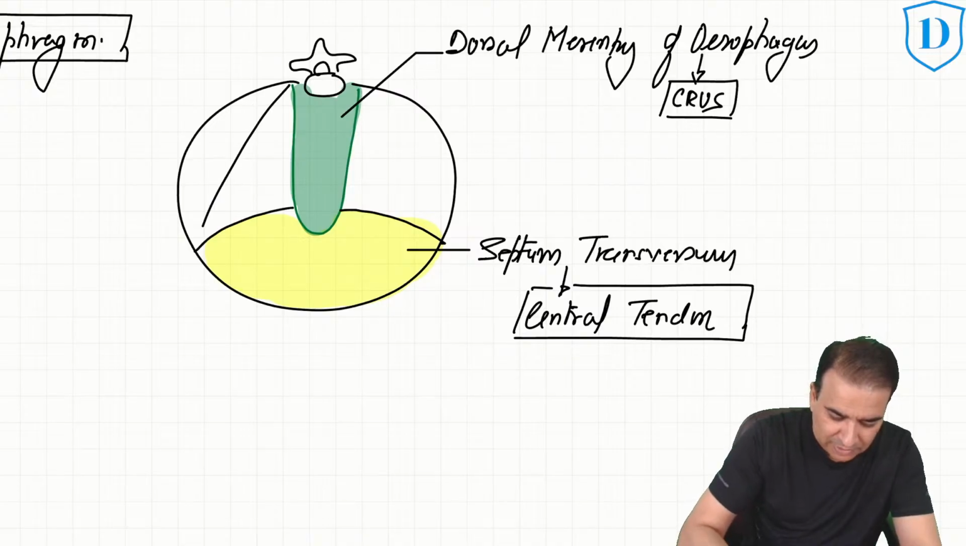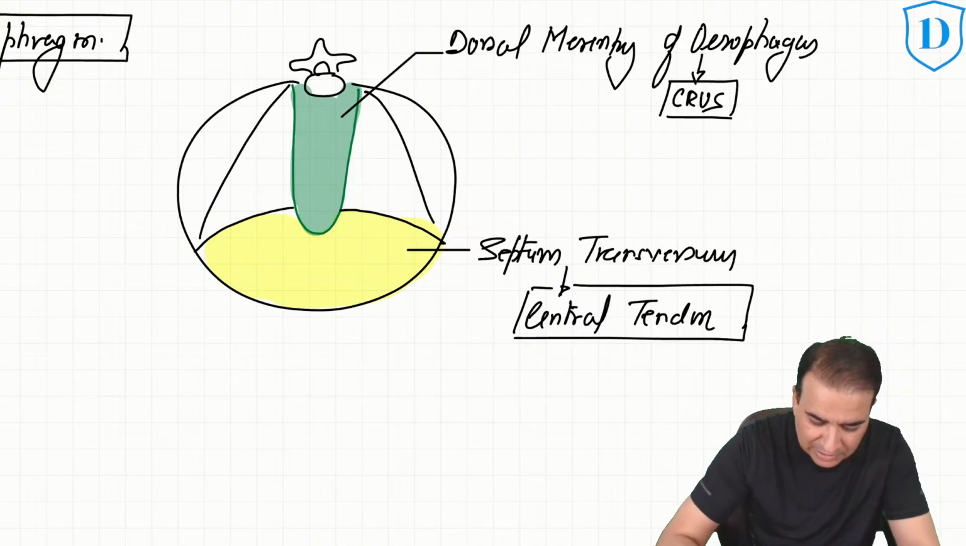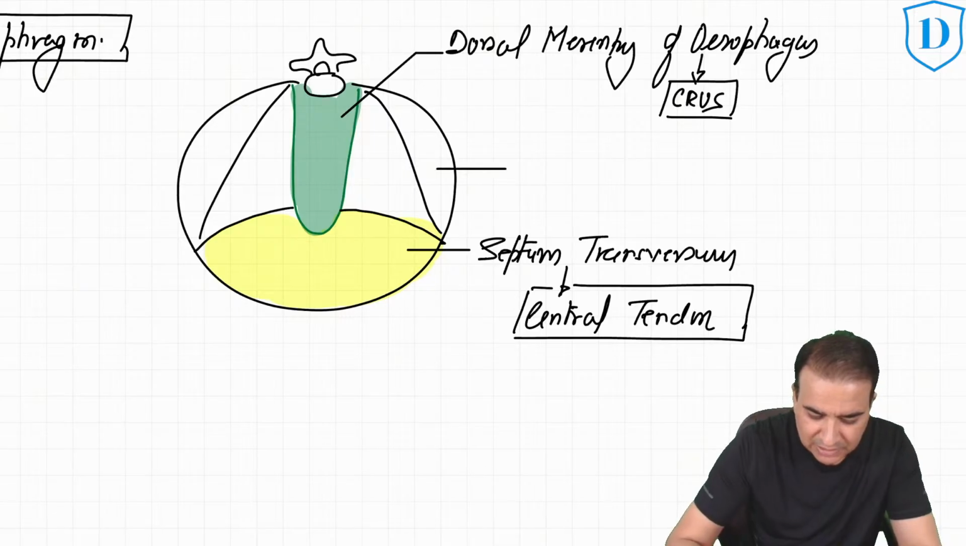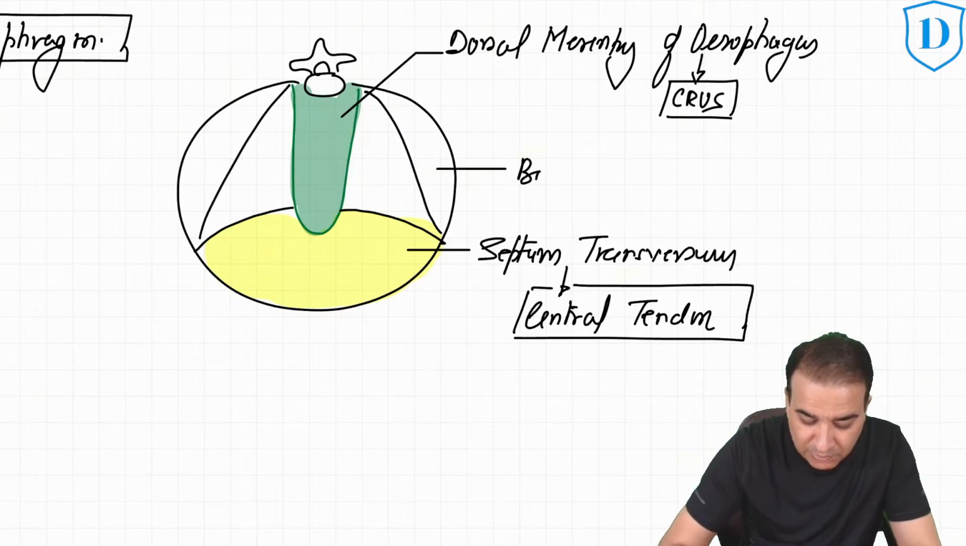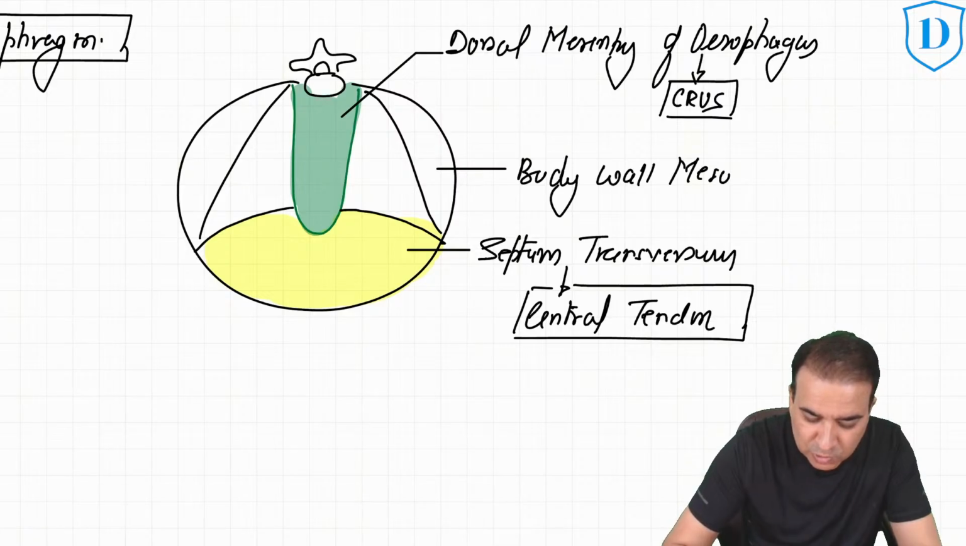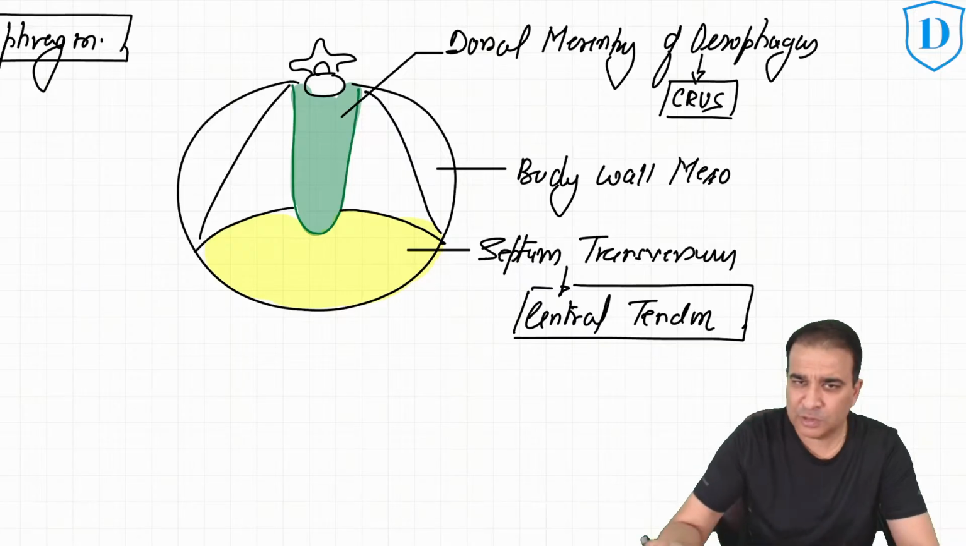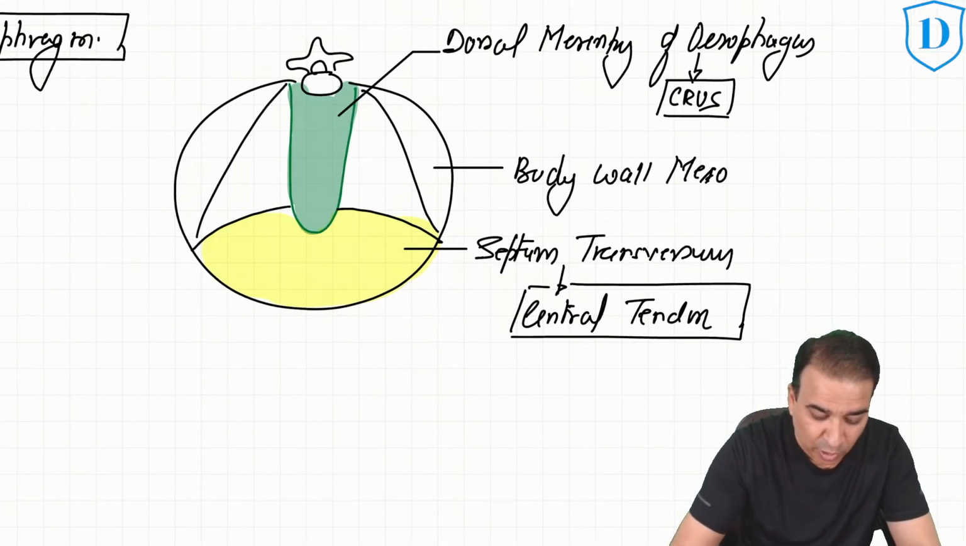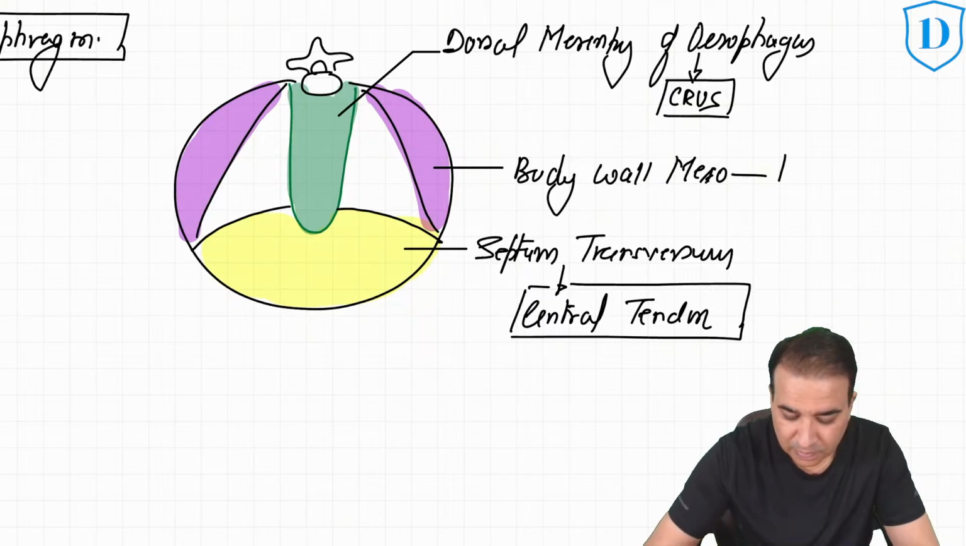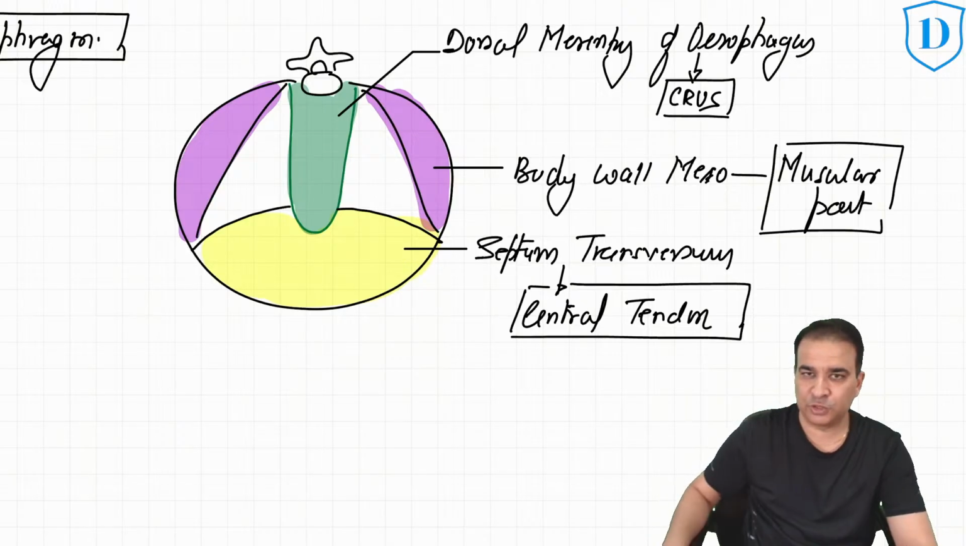We also have something present toward the lateral side, posterior lateral side, guys. What is that? This is the body wall mesoderm. कुछ जगह पे इसको cervical somites भी लिखा होगा, एक ही बात है, body wall mesoderm और cervical somites. Now this body wall mesoderm or cervical somite, which is seen more toward the posterior lateral side initially, is going to give rise to the muscular part of diaphragm. Muscles of the diaphragm will mainly come from this portion.